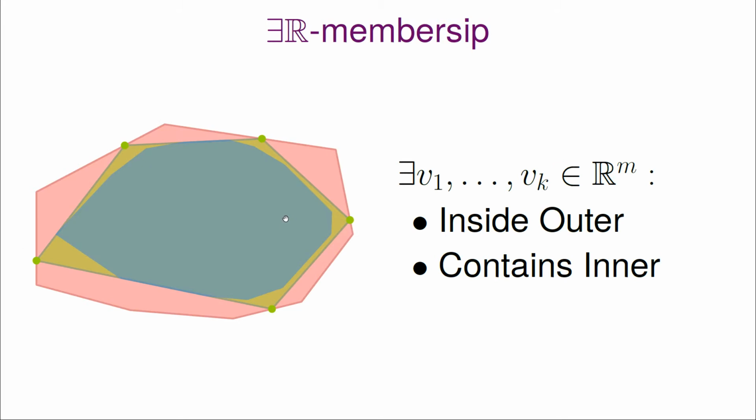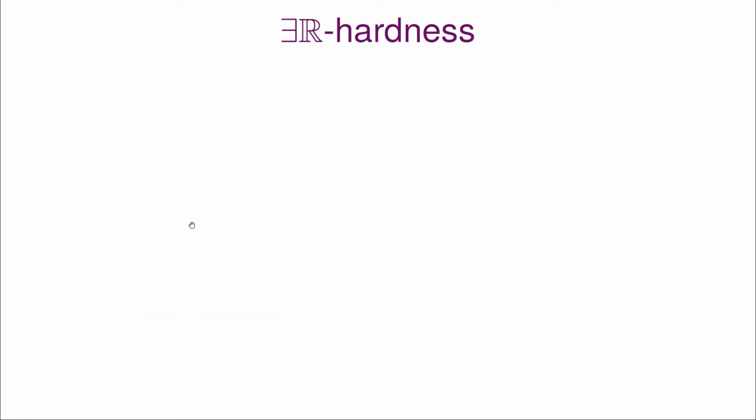So how to show ETR membership? Well, the solution can be described by real vectors, and then you have to encode that the polytope described by these vertices contains the inner polytope, and you should also describe that each green vector is contained in the outer polytope, and altogether they contain the inner polytope. So in this way you show ETR membership.